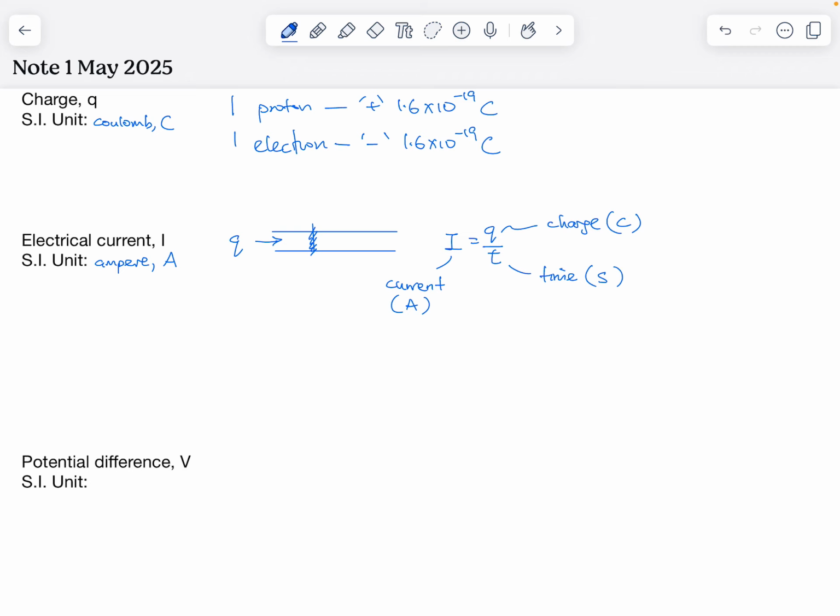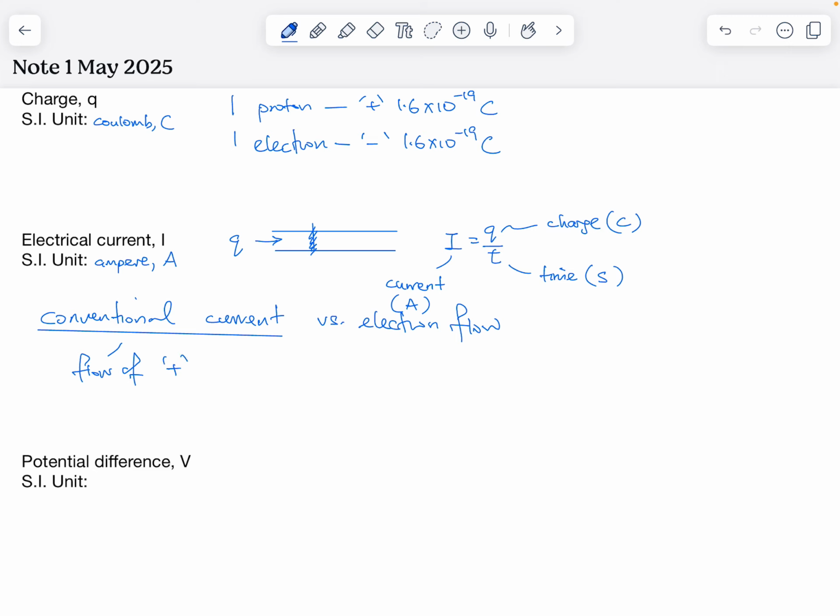Now there is a term known as conventional current and electron flow. Now what is this? Conventional current refers to the flow of positive charges, whereas electron flow is essentially the flow of electrons, negative charges.